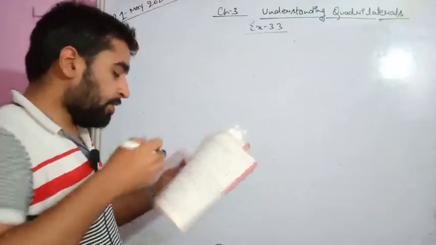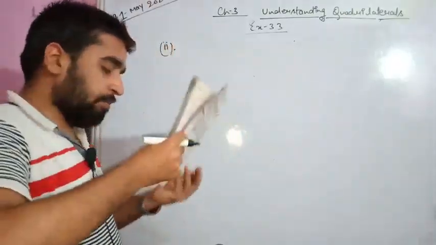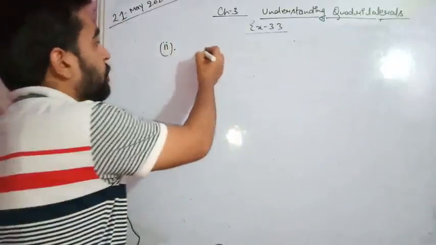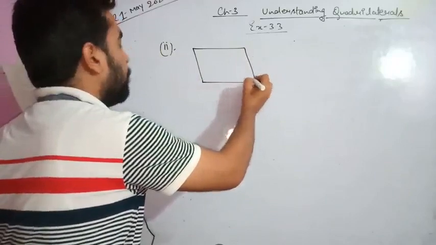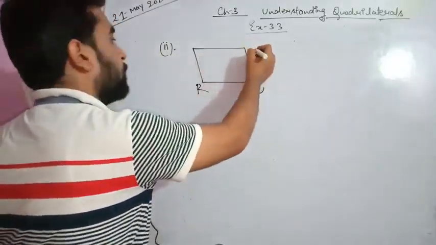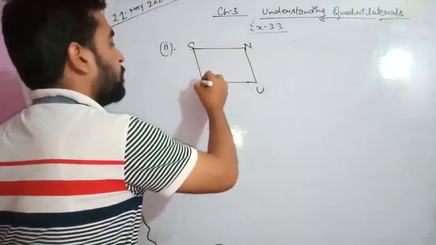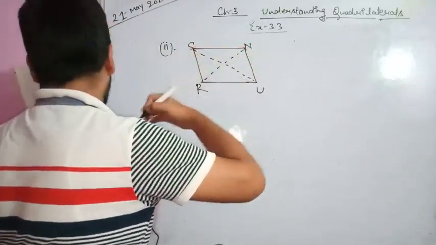Question number 8, second part. So second part is we have to draw a parallelogram first. Let me draw the parallelogram. So we have drawn, what is the name of the parallelogram? That is RUNS. Diagonals we have to draw. One diagonal, another diagonal we have drawn.